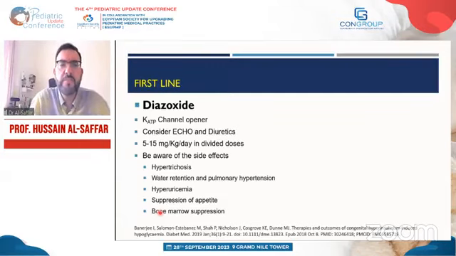And the dose can be 5 to 15 milligram per kg per day in divided doses. Sometimes we give even a smaller dose, like 3 milligram per kg per day. And some patients, they do respond to that low dose.